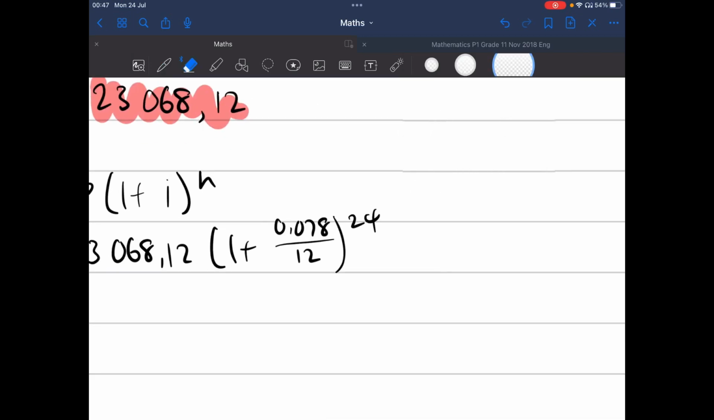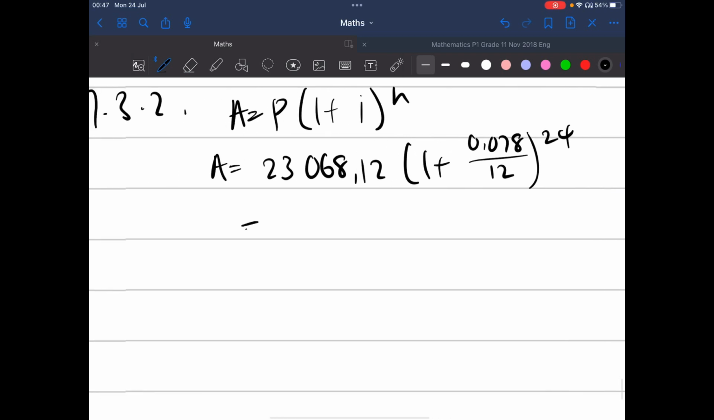Okay, let's get rid of this for now. Now I'll plug all this into my calculator. So I'm going to use that same answer from before, 23,068 times 1 plus 0.078 over 12, all to the power of 24. And that gives me a value of 26,949.02. Okay.